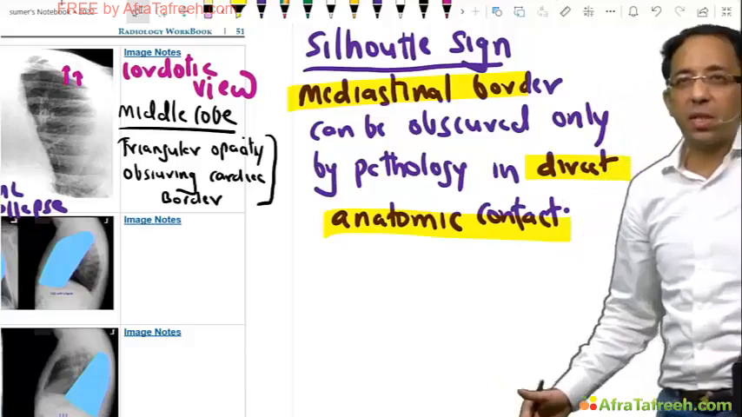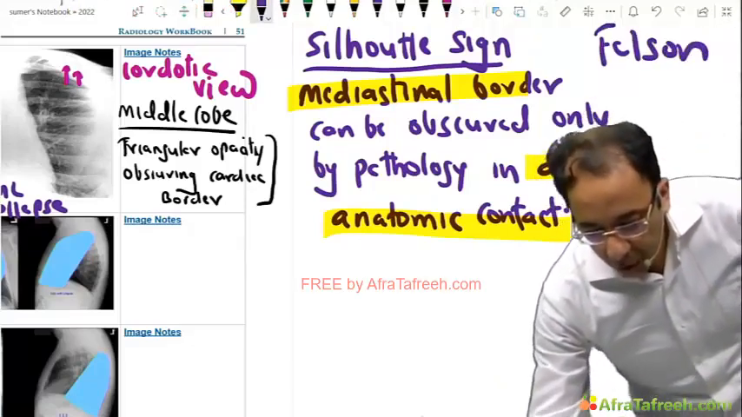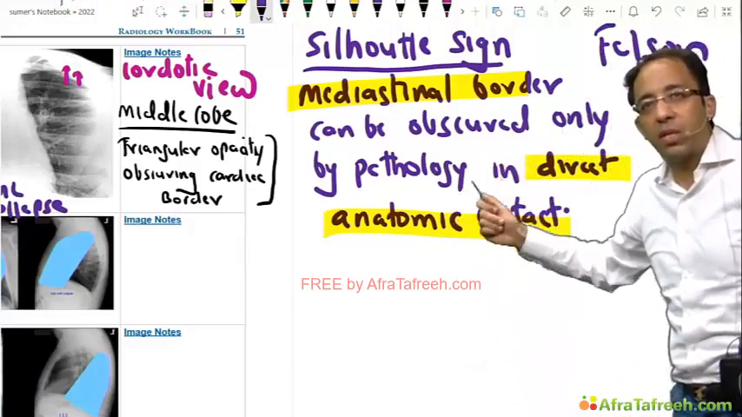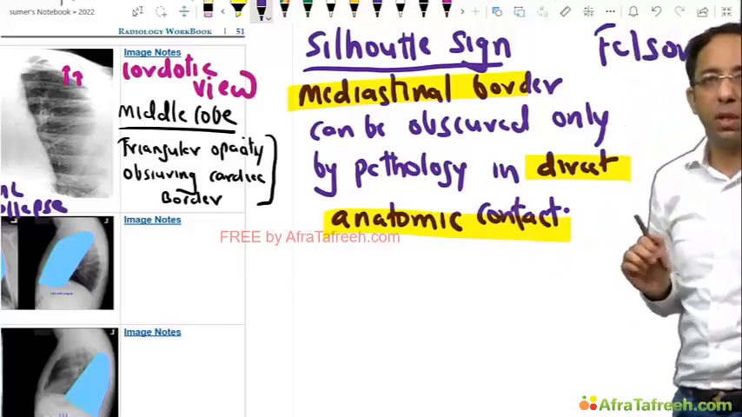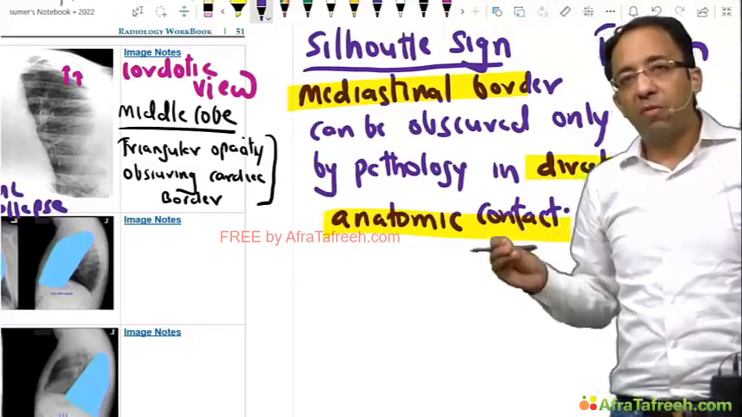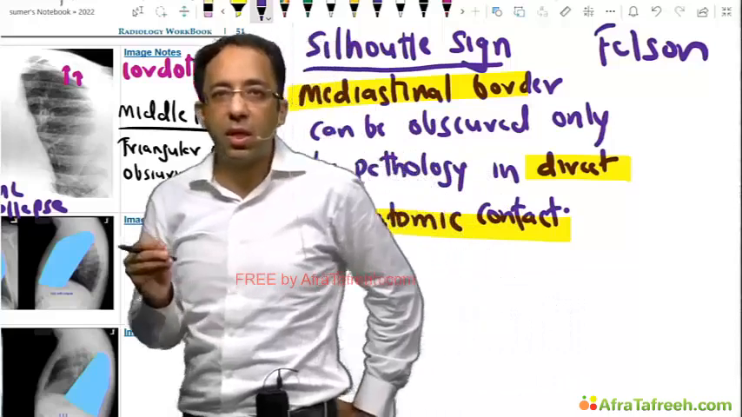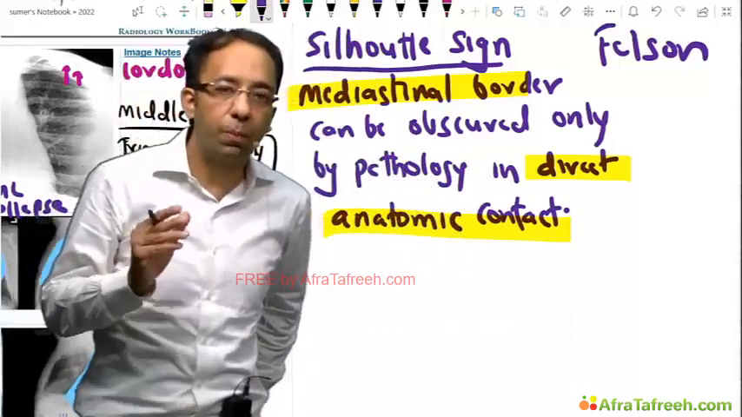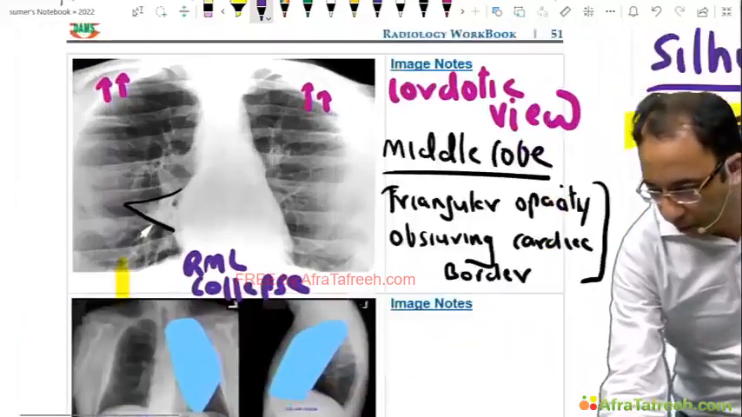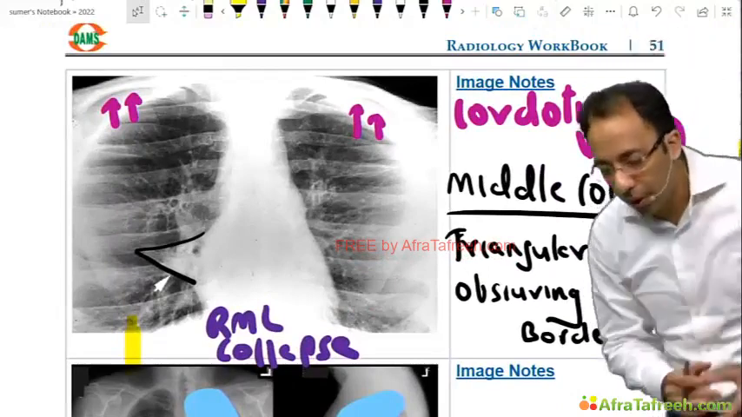Okay, I am again repeating this silhouette sign. Silhouette sign is a classic radiological sign described by a radiologist called Felson. He said that if a mediastinal border is obscured, that means the disease is in direct contact with it. So if an opacity on the right side of the thorax is obscuring the cardiac border, that means it is located in the middle lobe. Everybody gets it? Okay, I am scrolling right and left as per your request.